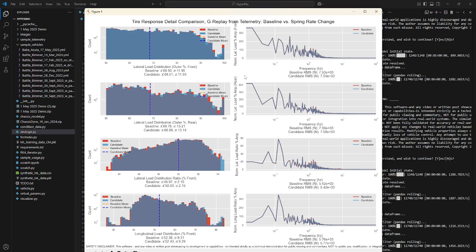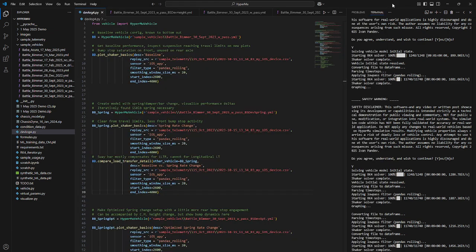But overall, looking at this plot, it's safe to say that we have a candidate model whose predicted performance will not cause any significant regressions, keep the chassis balance roughly the same in terms of oversteer, understeer, and predict that the front suspension will not reach the end of its travel.